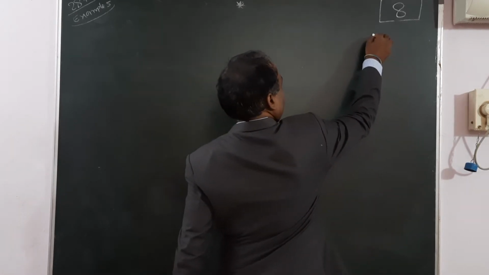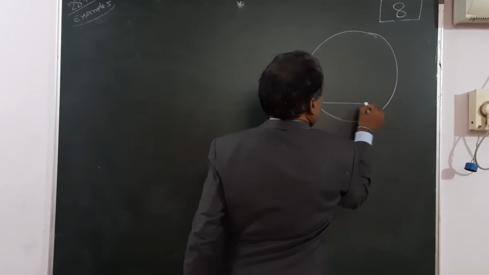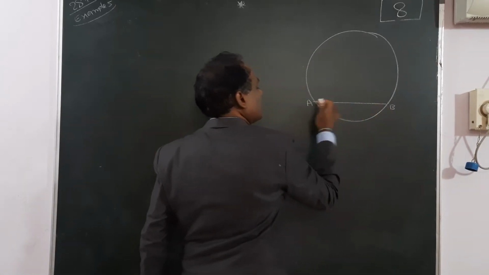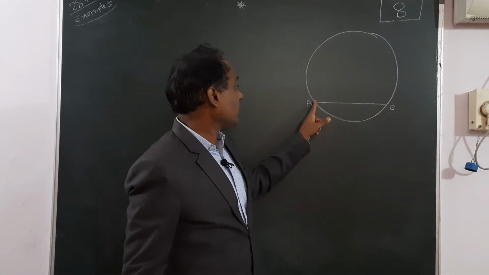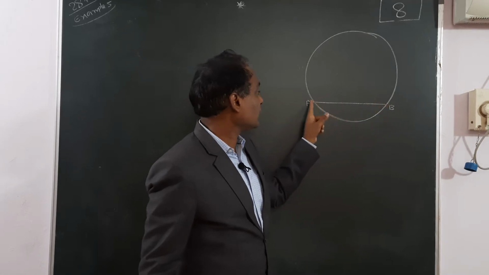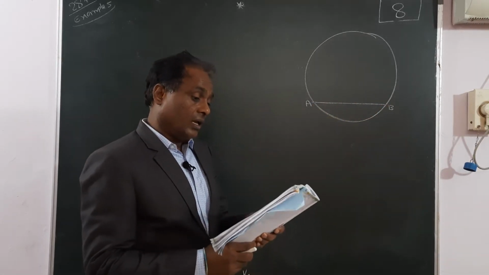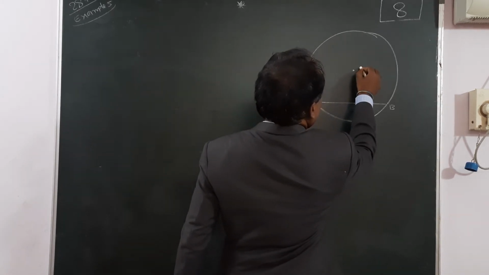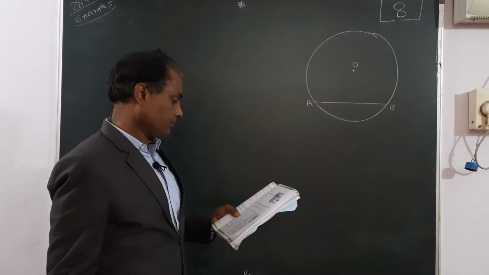See here, this is a circle. This is a chord. Chord means a line segment joining any 2 points on the circle is called chord. This is a chord. A circle will have its center. Say this is the center of the circle O.